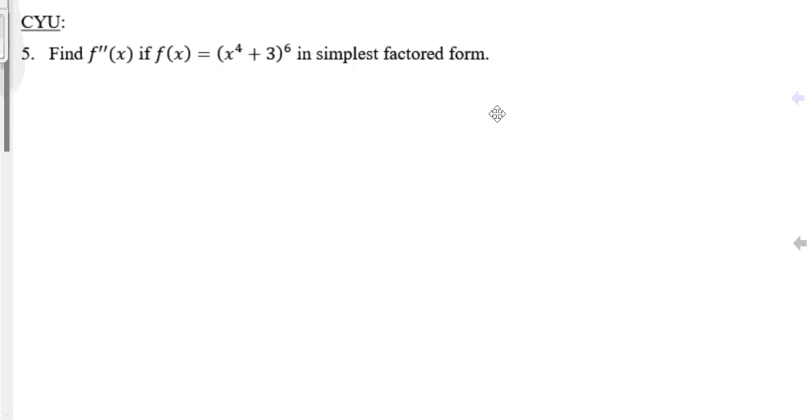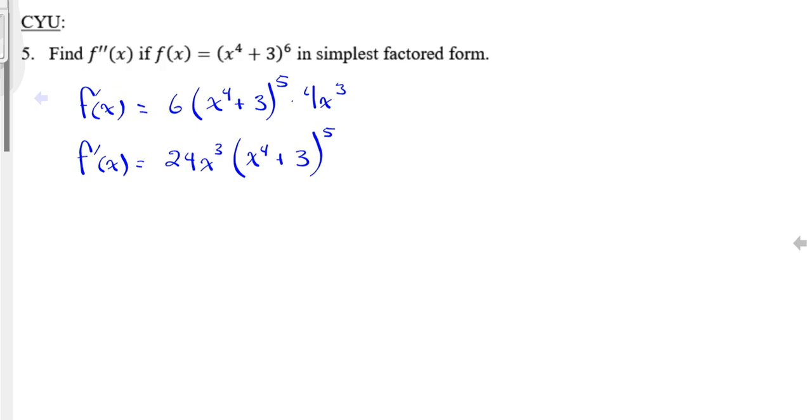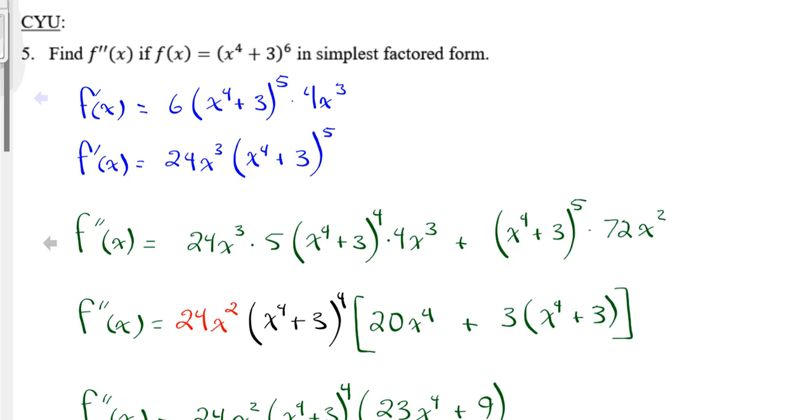First derivative requires the chain rule. Again, good idea to simplify it before finding the next derivative. Second derivative will require a product rule. So again, as a reminder, there's my first function times the derivative of the second, plus my second function times the derivative of the first.